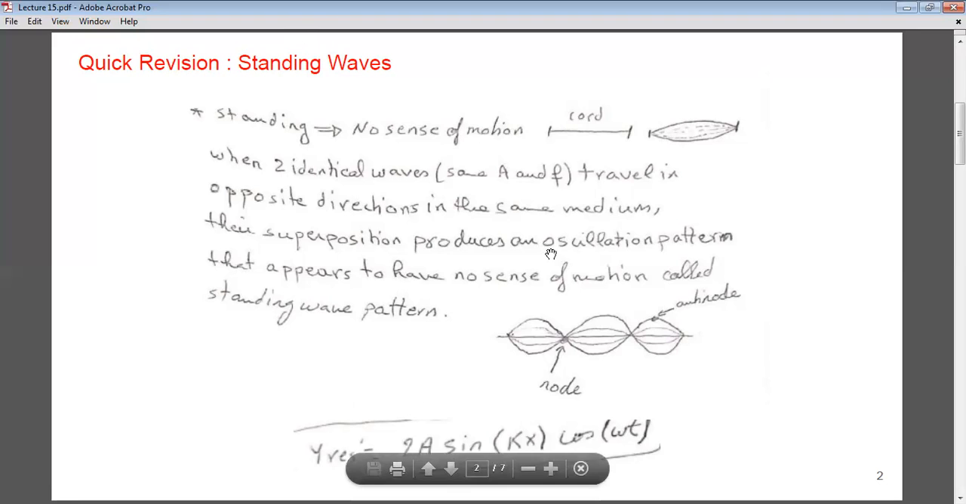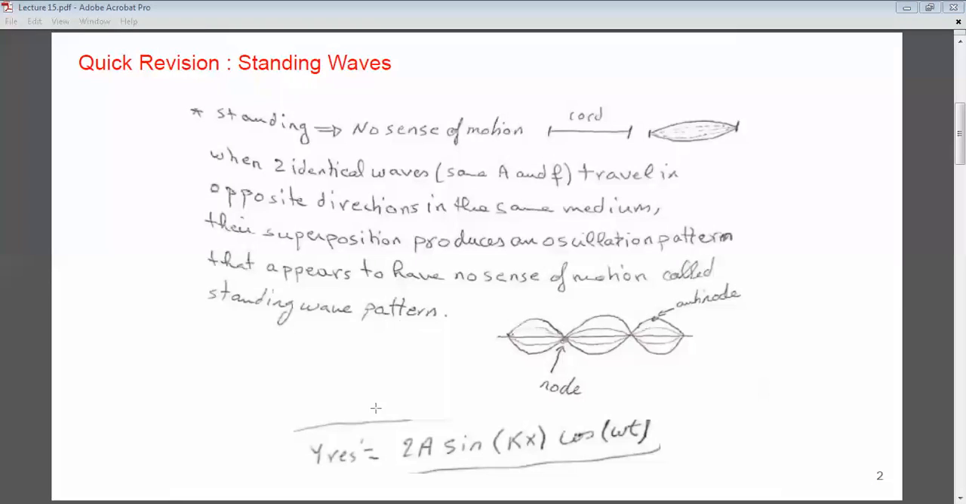And we did the math last time, and we found that y of the resultant standing wave is 2a sine kx cosine omega t. So we see here that this value tells us about the position of the places where there is no motion at all. For example, when x is 0, sine 0 is 0, so there is no motion at all. And for other values of x, we did all the derivation last time, we found that there will be no motion at all. These we call nodes.